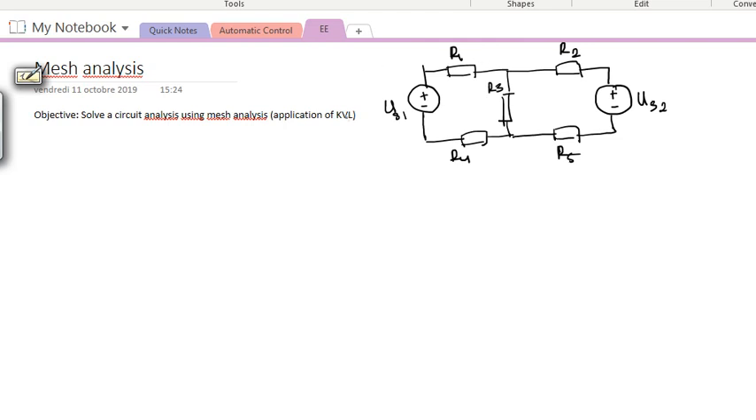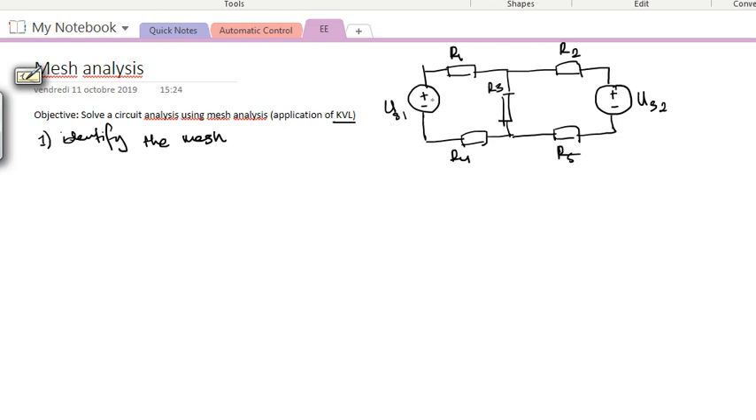Mesh analysis is basically the application of KVL. So if we want to use KVL, we have to remember that KVL is a law that's applied on voltages, and it needs you to identify what the loops, or the meshes, are. So the first step is to identify the meshes. How many meshes do you have here? If we take a look, there are basically 2 meshes.